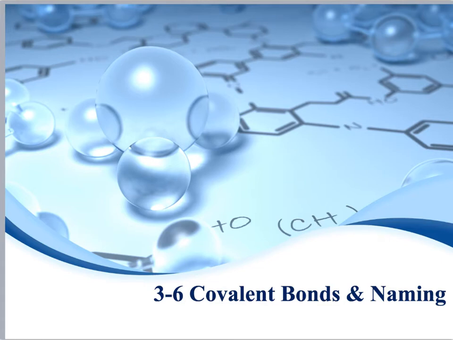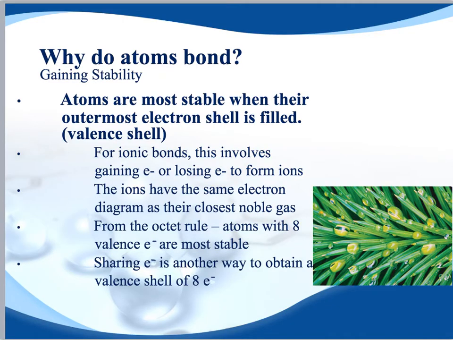The last section out of Unit 3 deals with covalent bonds and how to name covalent molecules. So we've mentioned before that atoms are most stable when their outermost electron shell is filled, right? That is, when their valence shell is filled. For ionic bonds, this involves gaining electrons or losing electrons to form ions. We physically gained or lost them. We saw electrons leaving the valence shell or gaining into the valence shell to form those ions.